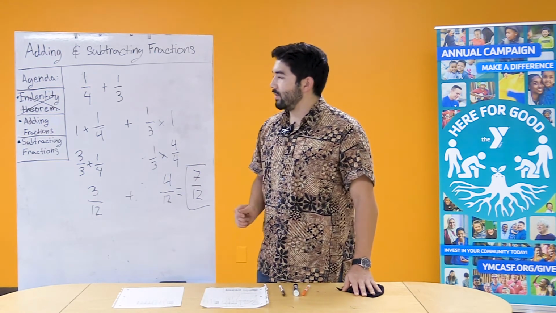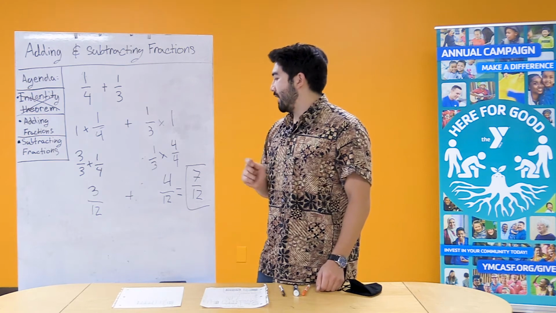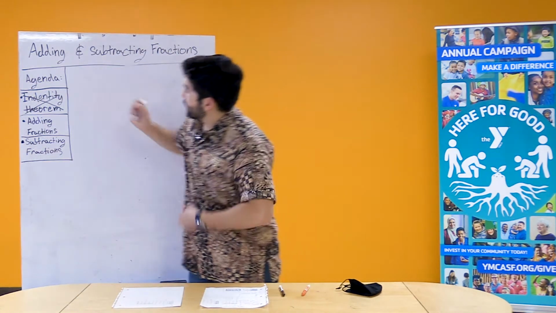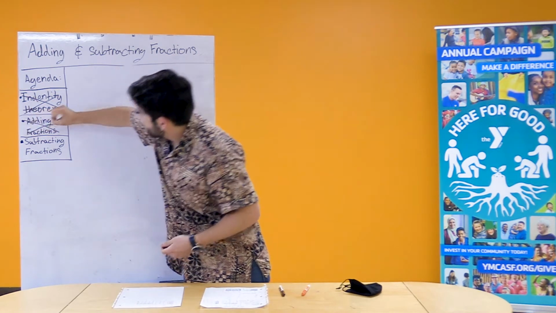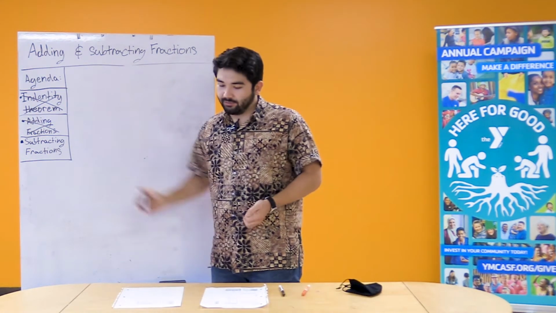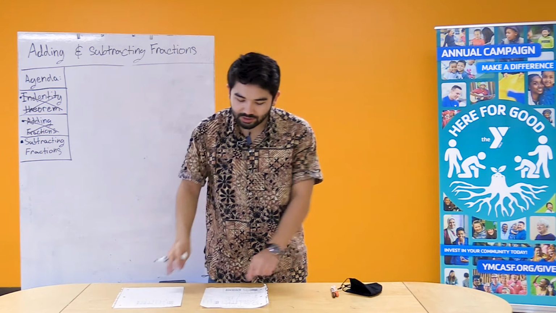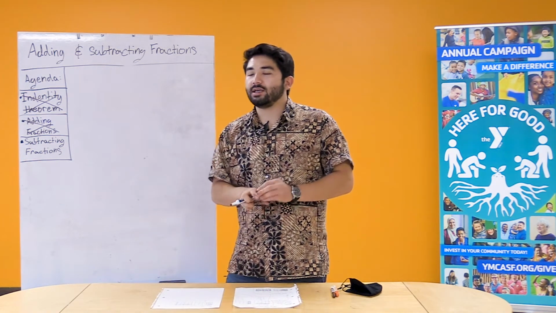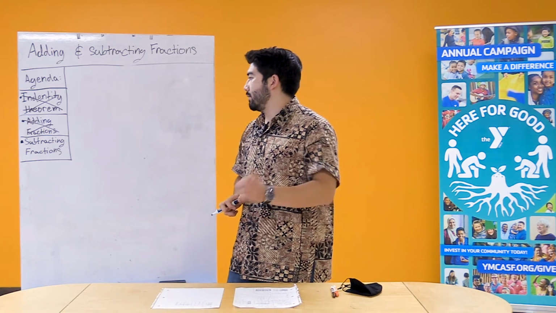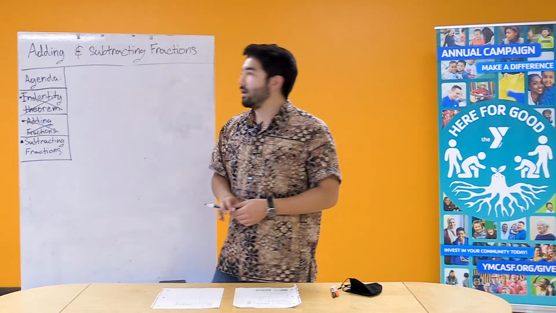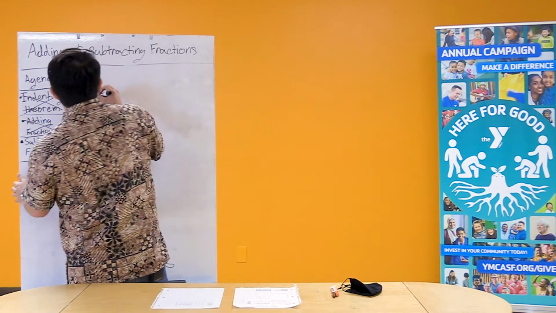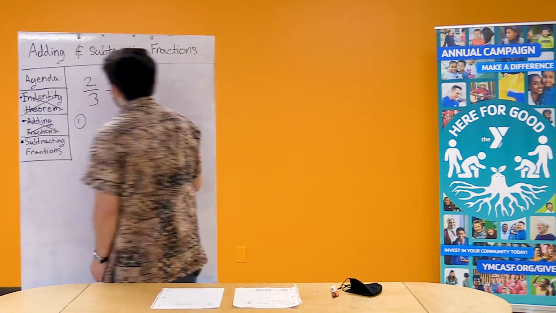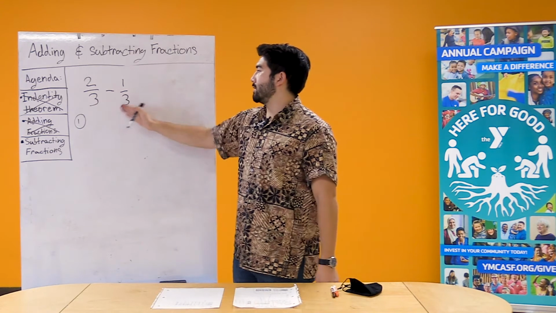So let's go ahead and move on to subtracting fractions. So I'm going to clear the board. So let me go ahead and cross off. And we're going to be working on subtracting fractions. So just as with adding fractions, we're going to start with an easier subtraction problem and then go on to a more difficult one. So we're going to start with 2/3 minus 1/3.